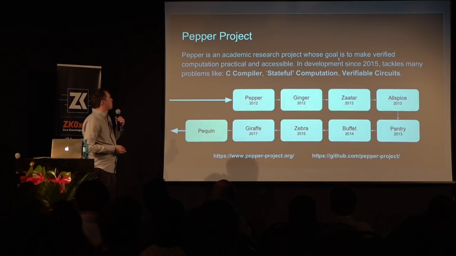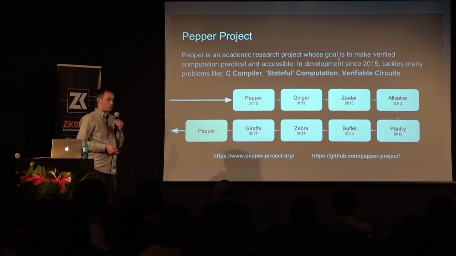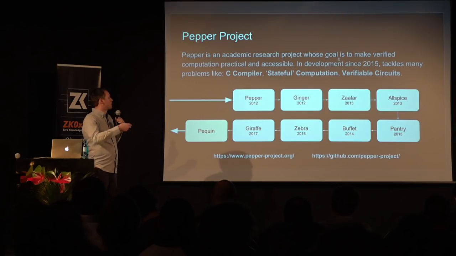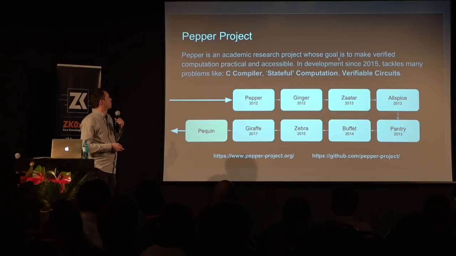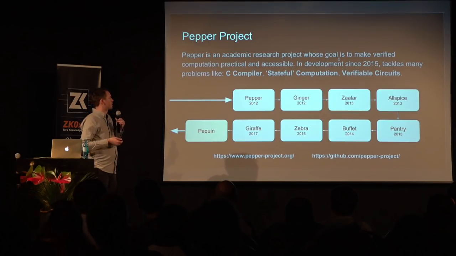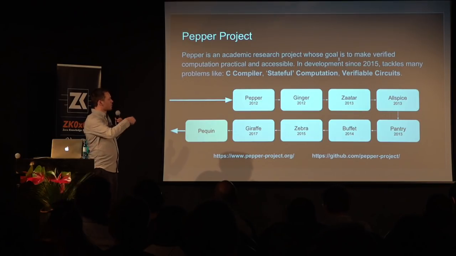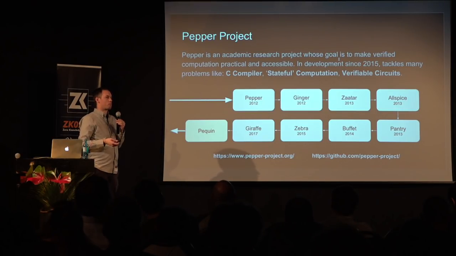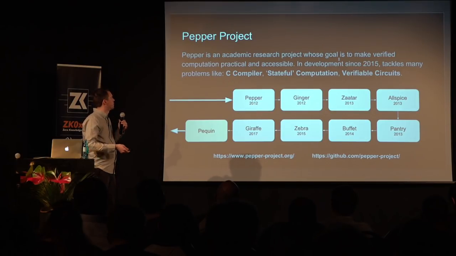Then there's the Pepper project, which took inspiration from the Pinocchio project, where they wanted to create a C compiler that can translate into constraints, and they started off with this initial project. They've since worked through Ginger and Zaatar and Allspice and Pantry and Buffet and Zebra and Giraffe and onto Pequin, which is the latest version of them. Through this history, each one has been an academic project where they've been trying to solve a significant problem. For example, how do you synthesize a processor that you can verify has been run, and so on.